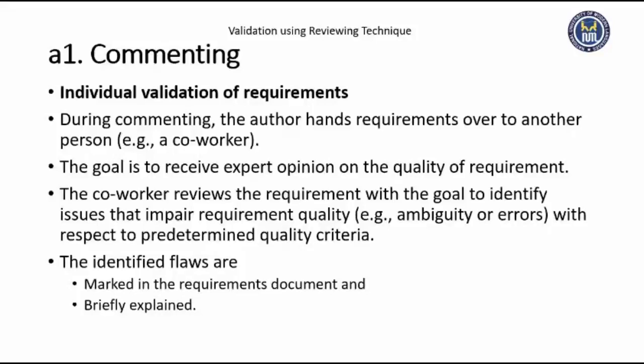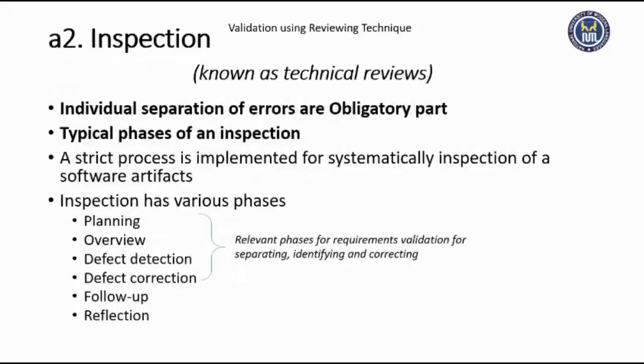Let's move on to the second technique, which is called inspection. This technique is also known as technical review. Individual separation of errors is an obligatory part of inspection. Typical phases are planning, overview, defect detection, defect correction, follow-up, and reflection.